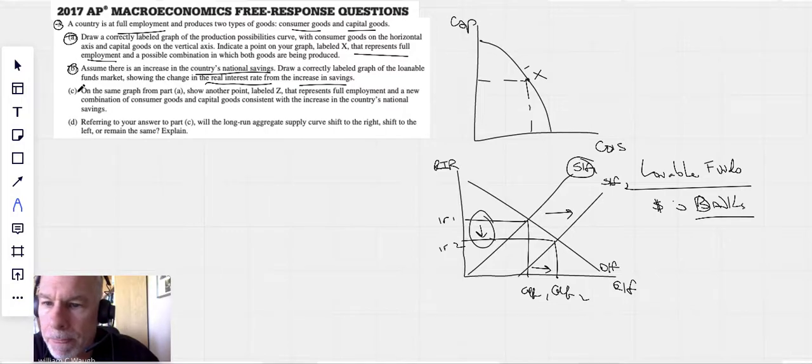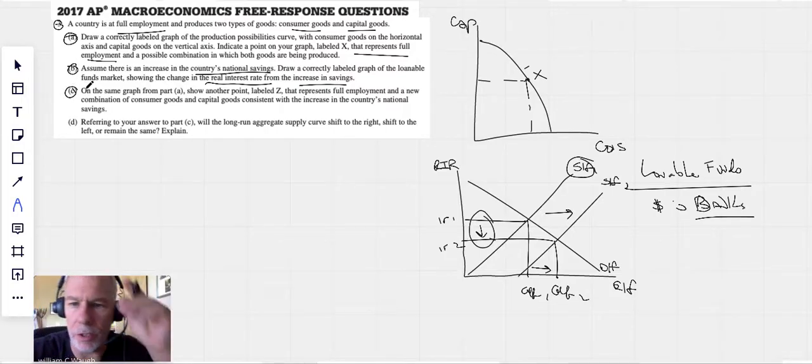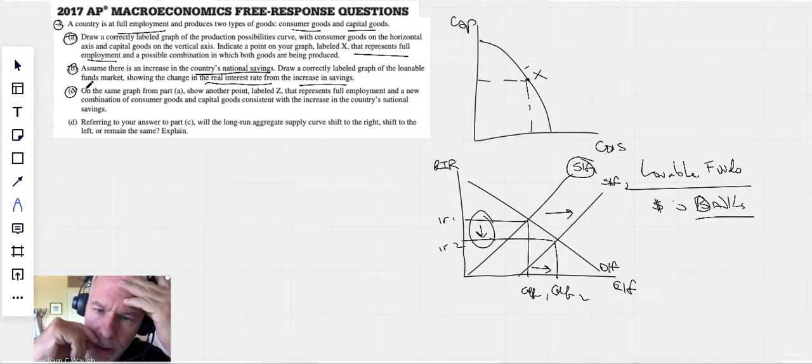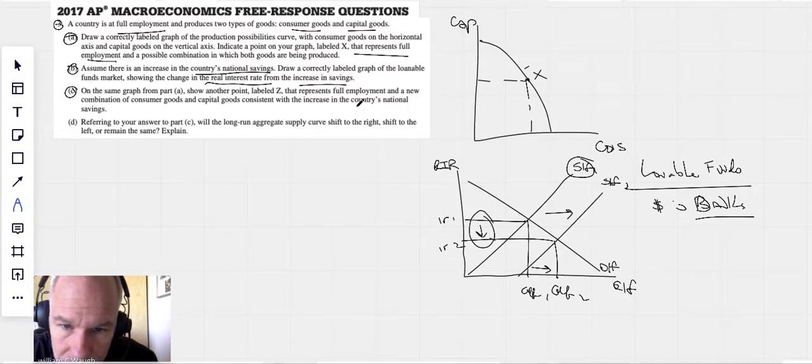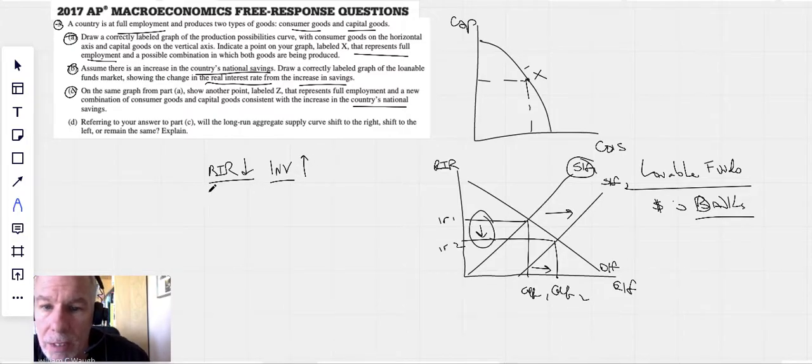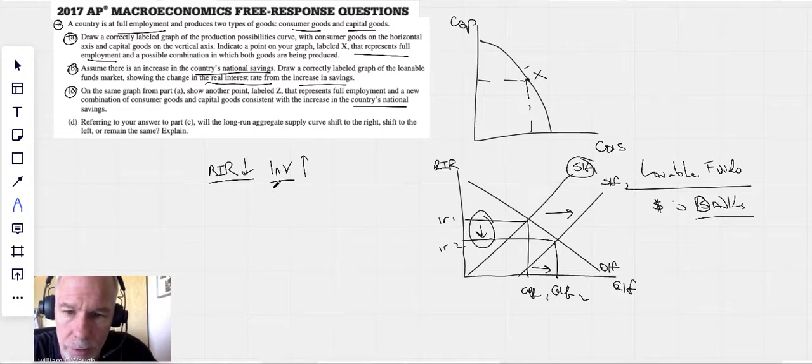We can see that. Now, this one tricks me every time. On the same graph from part A, show another point labeled Z that represents full employment and a new combination of consumer and capital goods consistent with an increase in national savings. Now, we should know that when the real interest rate goes down, what happens to investment? If interest rates, and these are domestic interest rates, are obviously falling, wouldn't our businesses find it more advantageous to take out loans, which is investment, and build stuff? So as those interest rates go down, more people take out loans. That means investment is going to go up.